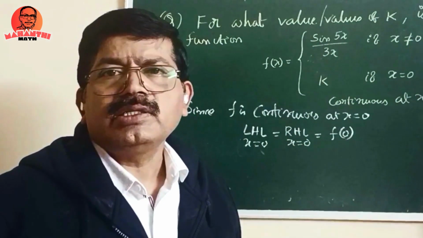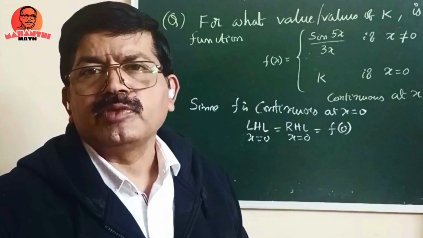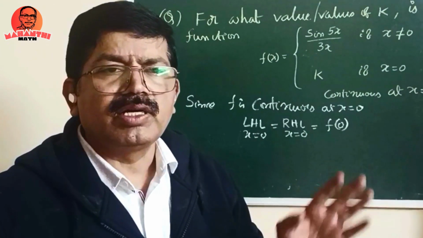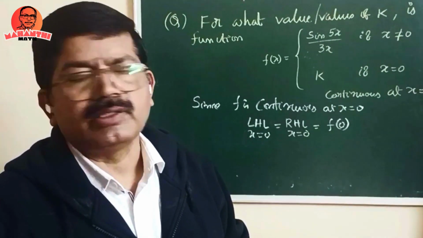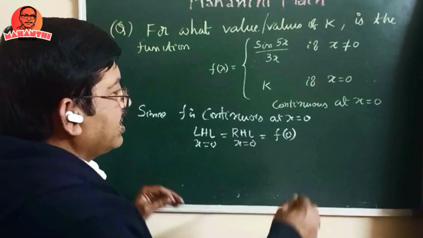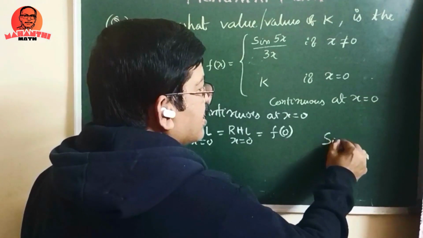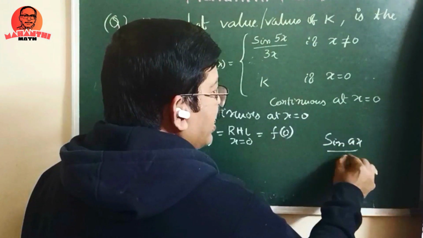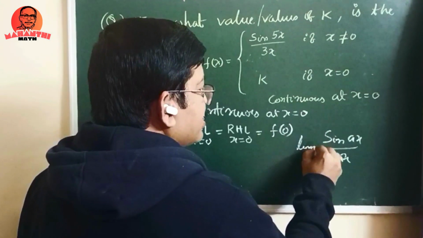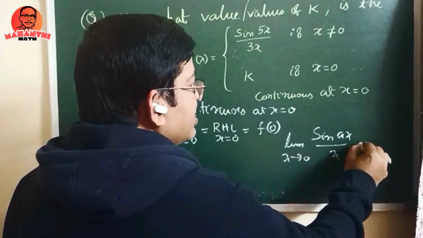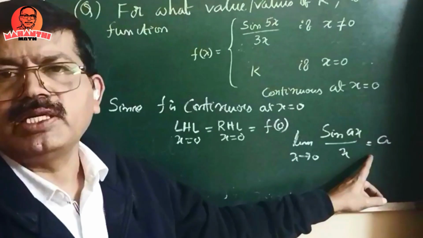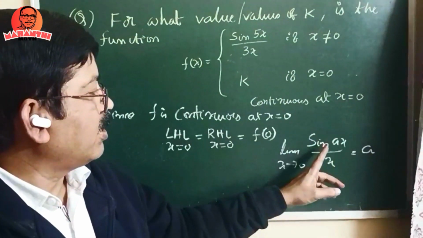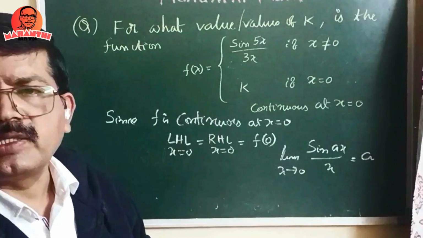Very important thing: you should know the limits, simple limits, not very complicated limits. Simple limits we have to learn. We have some formulas. Here I will write: limit of sine ax by x when x tends to 0 is a. This is a very important limit. So if it is in this form, directly we can write that.